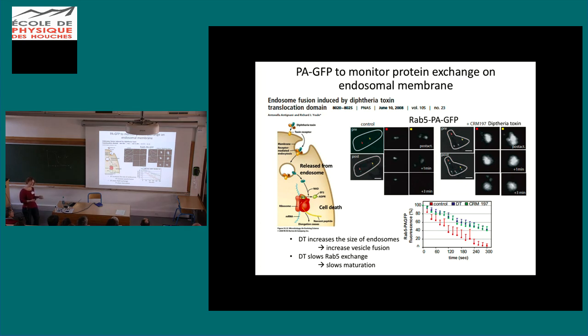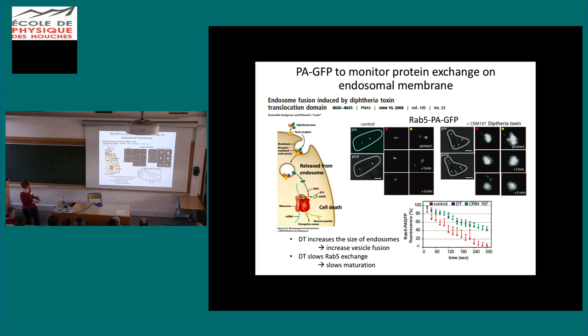So they were trying to understand the mechanism of how this diphtheria toxin traffics in a cell, and in particular how it gets released from the endosome. So what they were doing is they were studying endosomes, and as a marker for endosomes, they were using this protein Rab5. Rab5 often coats endosomes and marks certain populations of endosomes. So they tagged Rab5 with the photoactivatable GFP.